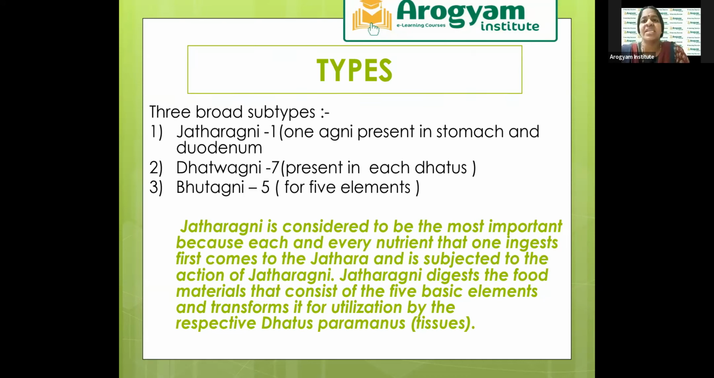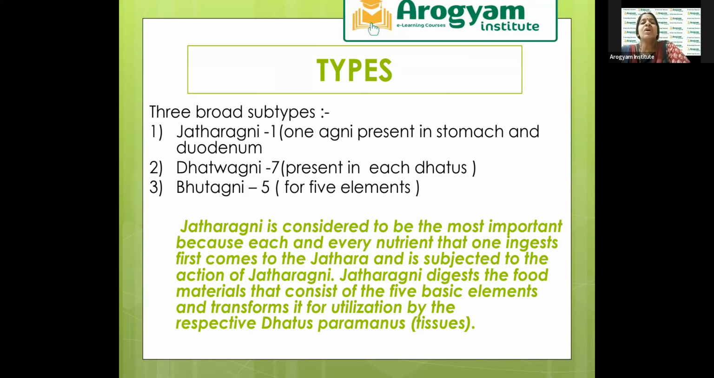First is Jatharagni. Jatharagni का मतलब है जो भी हमारे stomach, duodenum इस region में है. So that is Jatharagni. That is 1 in number. So that is the main thing. Jatharagni जो भी हम बोलते हैं.